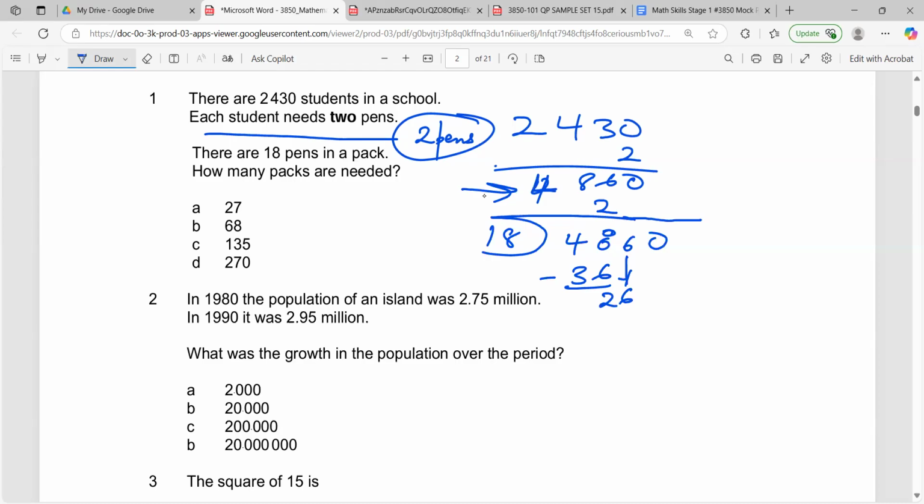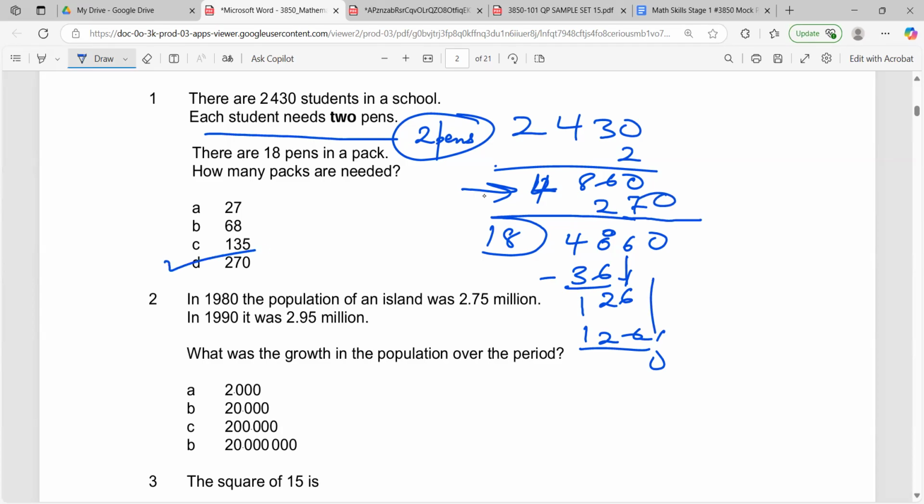No, something wrong there. Oh, you're right, 126. Yeah, so this is 7. 7 times that is 126. And then carry down the 0.